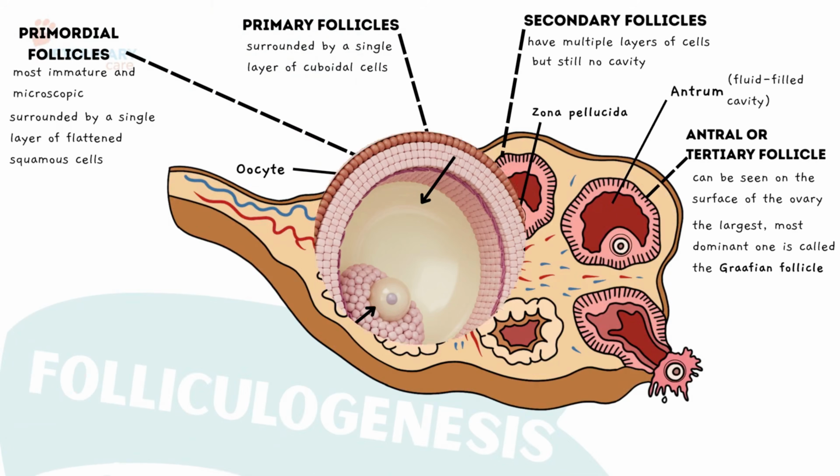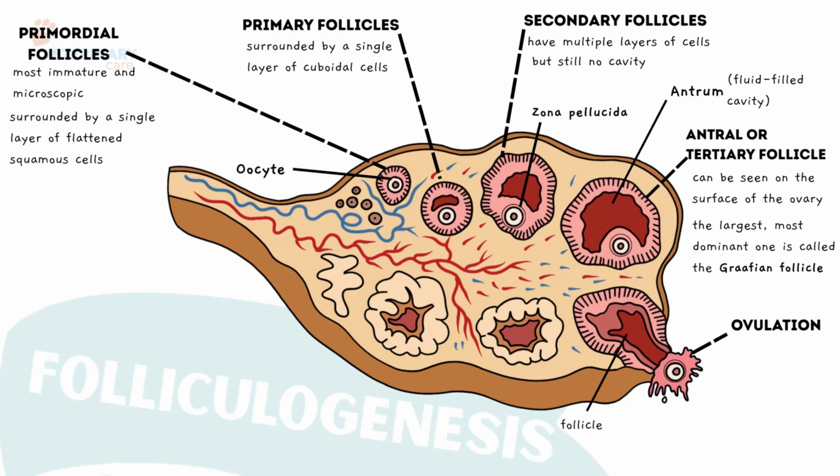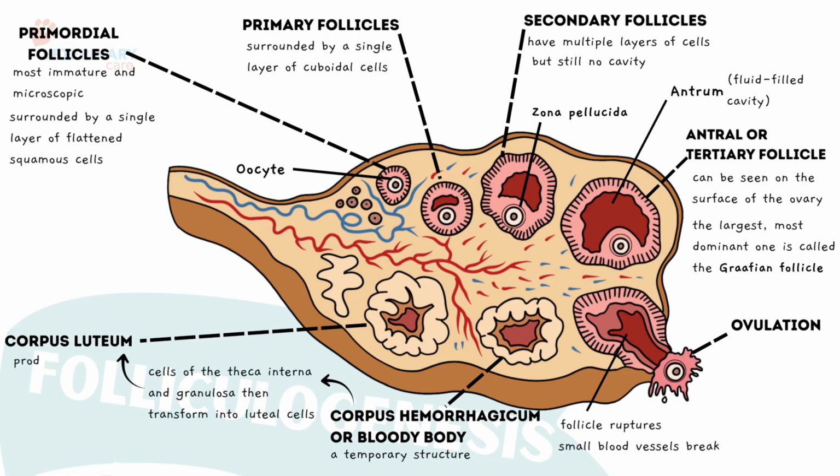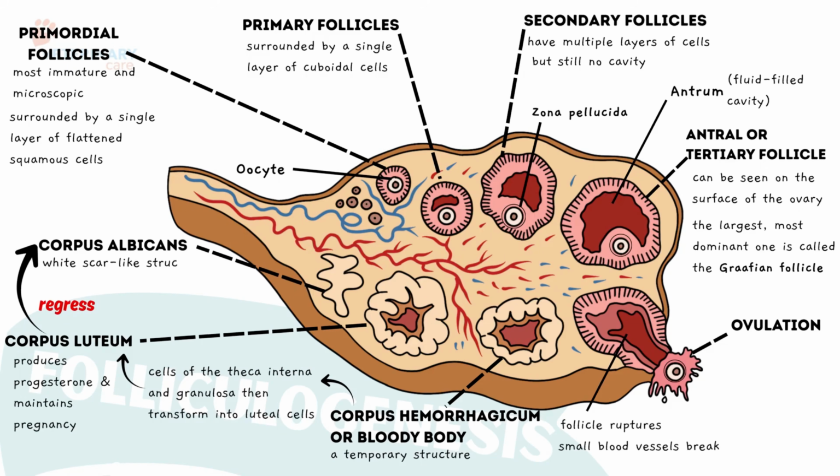When ovulation occurs, the follicle ruptures, small blood vessels break, and a temporary structure called the corpus hemorrhagicum, or bloody body, is formed. The cells of the theca interna and granulosa then transform into luteal cells, forming the corpus luteum, which produces progesterone and maintains pregnancy. Eventually, when the cycle ends, this corpus luteum regresses and becomes the corpus albicans, a white scar-like structure inside the ovary.